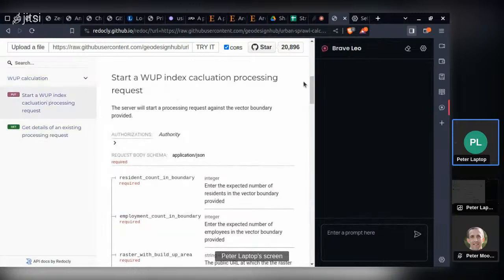So in the API, you send the resident count in boundary, employment count in boundary, the path of the raster with the built-up area, and then a few other parameters, and then it will do the processing in the backend. So exactly what you would do in QGIS, but without using QGIS.